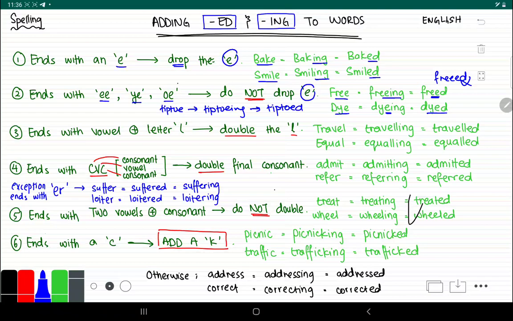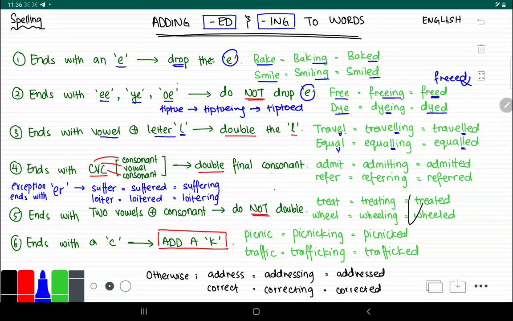Moving on, if your word ends with a vowel plus the letter L, okay? So in this case, we have to double the L. For example, travel becomes travelling and travelled, and equal becomes equalling and equalled, okay? It has to come with a vowel before the letter L. For example, here we have E as the vowel, and over on equal, we have A as the vowel.